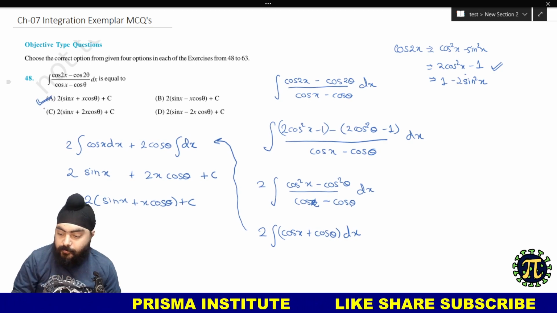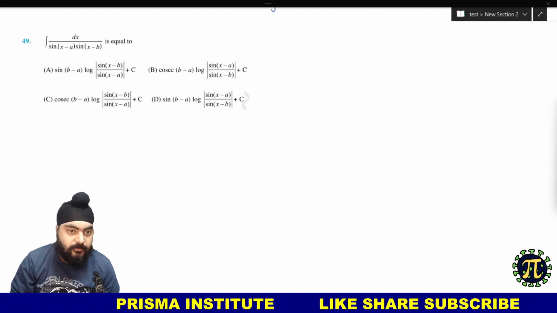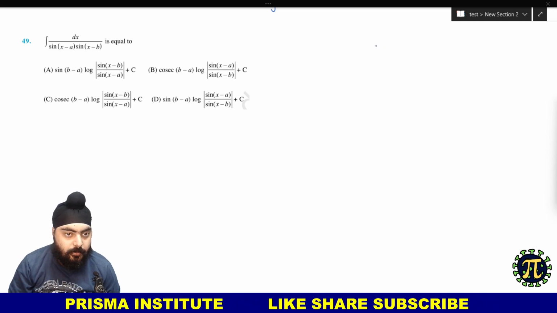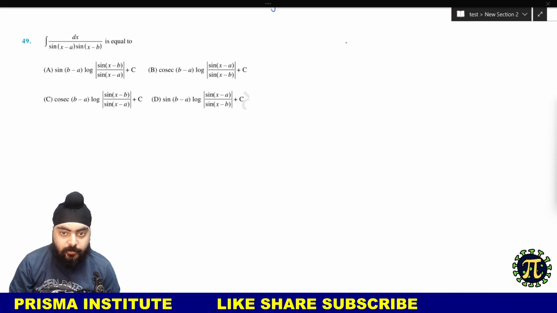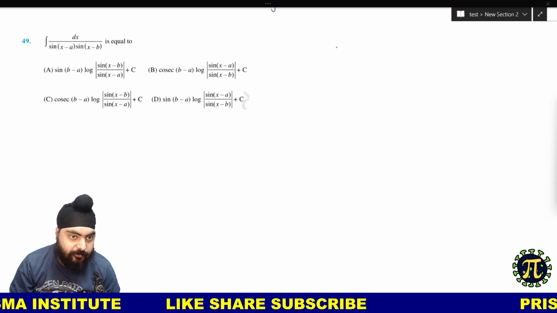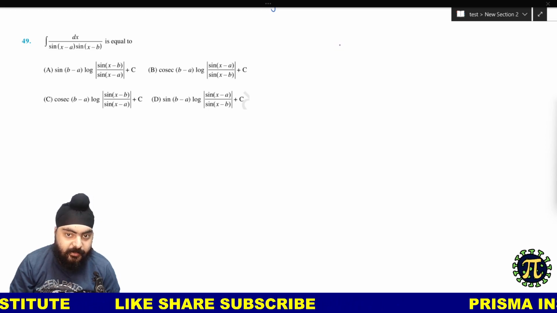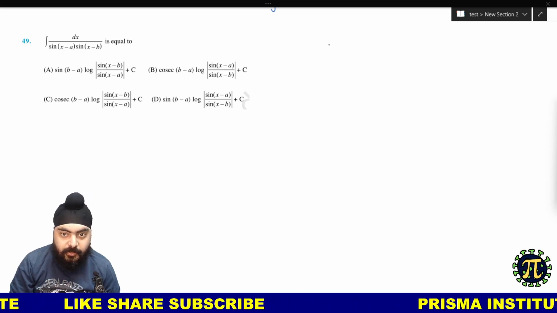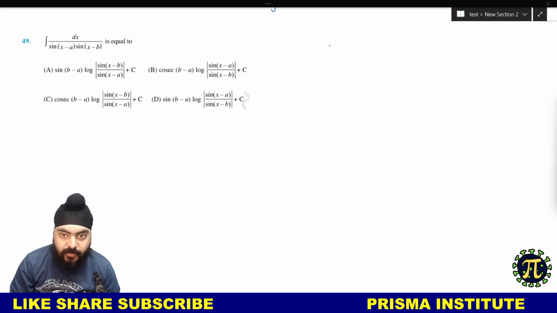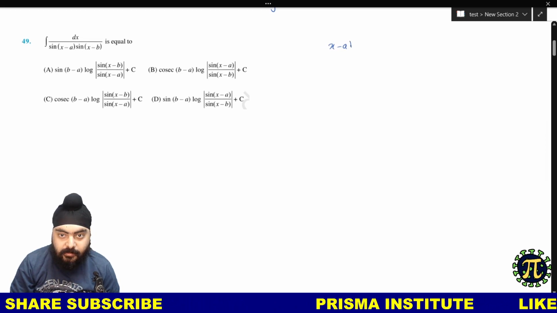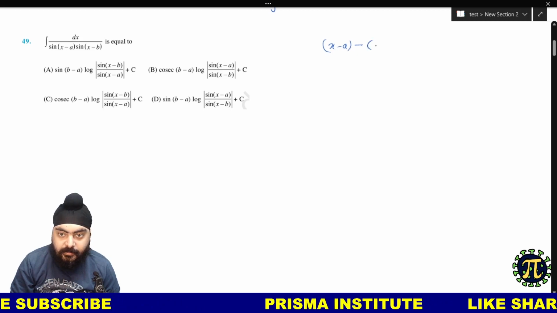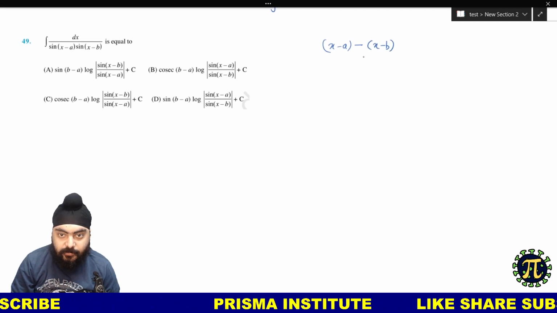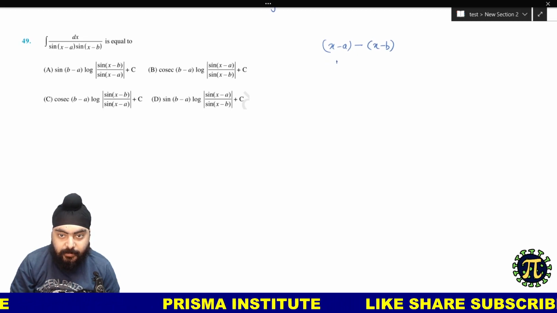Okay, so now let's move to our next problem. Okay, so in this problem, let's calculate first. So this looks like a question from NCERT. We'll proceed as NCERT approached it. So we'll find the difference between these two angles. So from x minus a we subtract x minus b, what is the angle? So this comes out to be x cancels and b minus a.